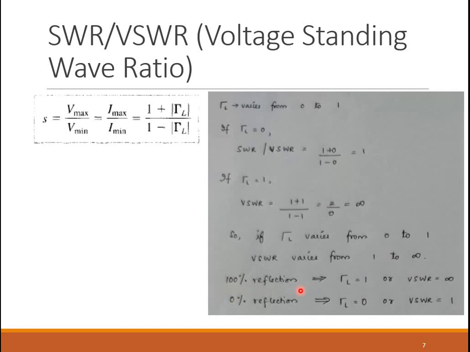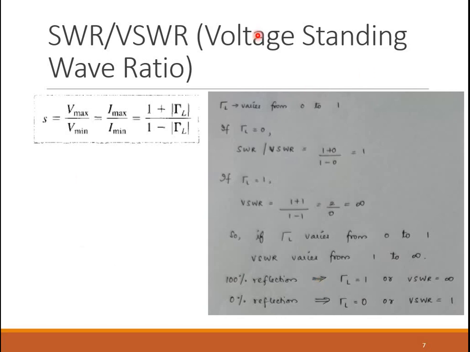Okay, so what do you mean by 100% reflection and 0% reflection is also given. Ideally we don't prefer reflection, because if your wave gets reflected, then maximum power cannot be transferred from the generator to the load. What we always desire is that maximum power be transferred through the transmission line. So it is undesirable to have reflected waves. Any wave that is incident should propagate throughout and reach the load end for maximum power to be transferred from the source to the load.